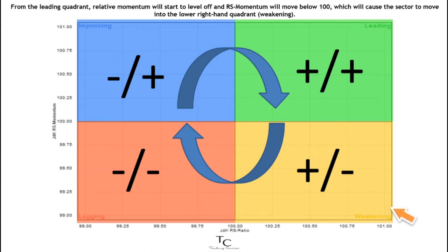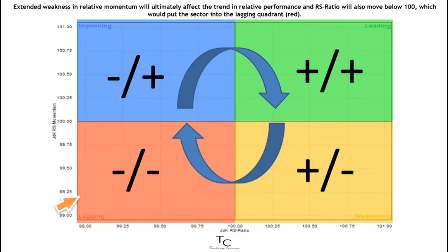cause the sector to move into the lower right-hand quadrant, weakening. Extended weakness in relative momentum will ultimately affect the trend in relative performance, and RS ratio will also move below 100, which would put the sector into the lagging quadrant, red.